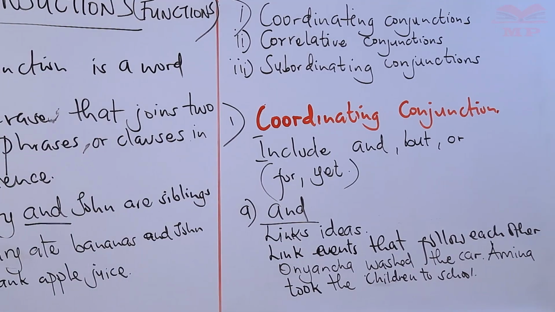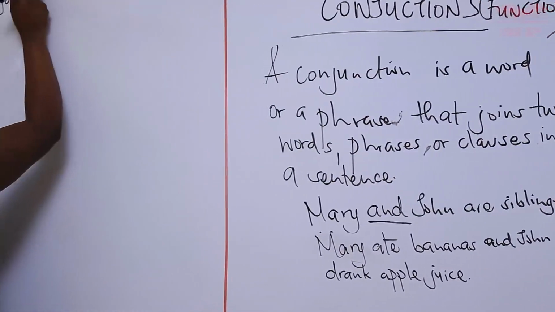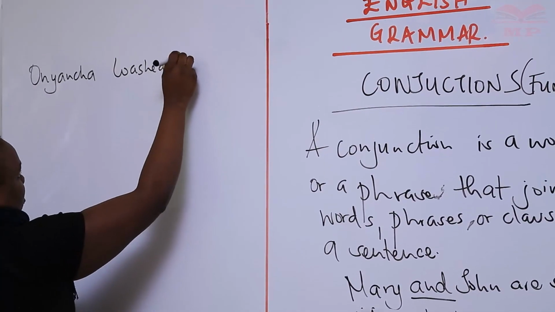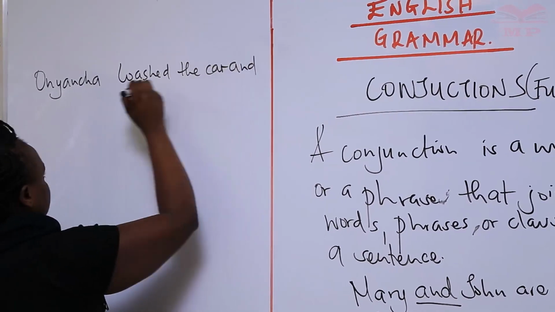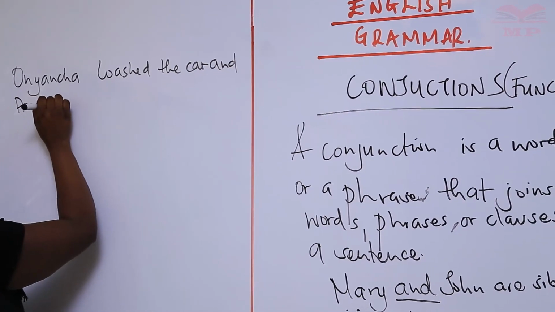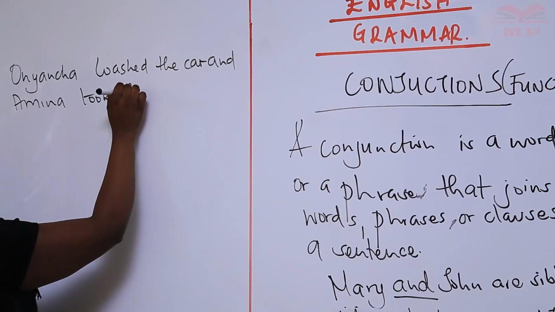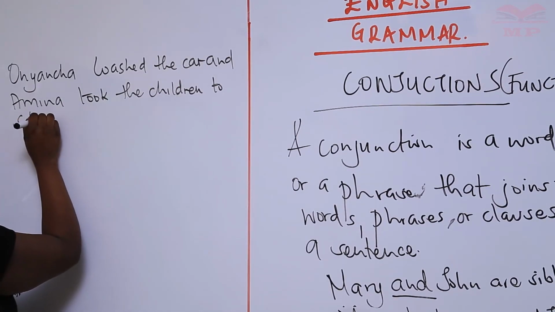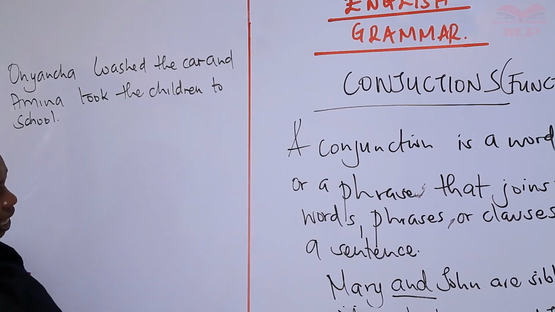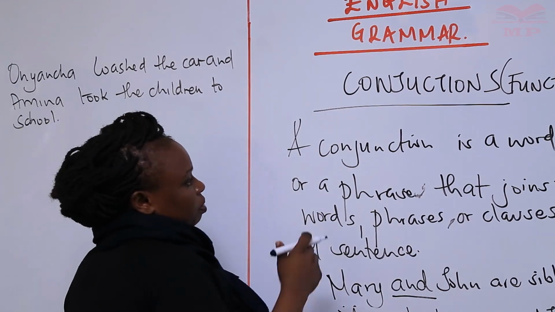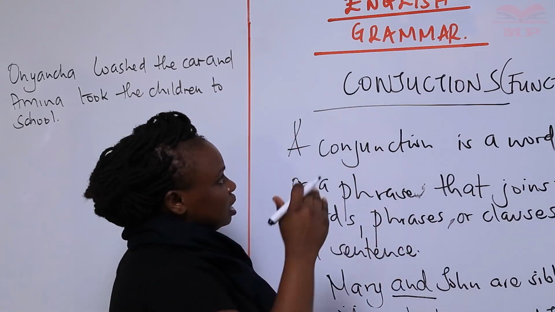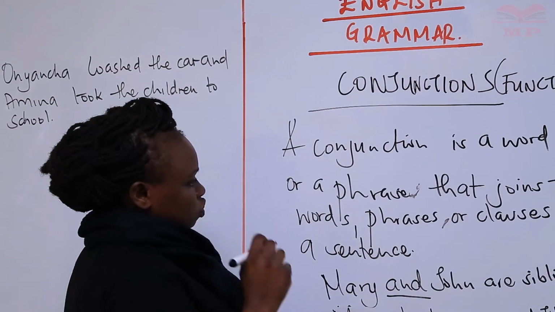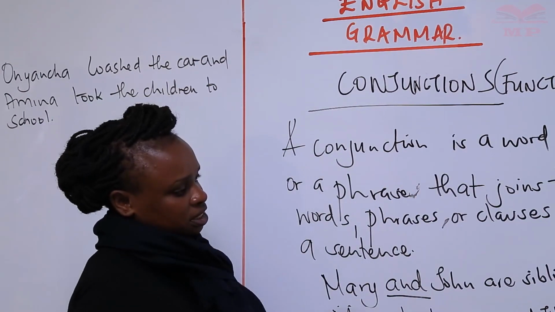So it will be Onyancha washed the car, and Amina took the children to school. So we have already joined two ideas that follow each other. Remember, we are looking at conjunctions, and we said that there are words or phrases that join two words or phrases or clauses in a sentence. So we have joined two words.